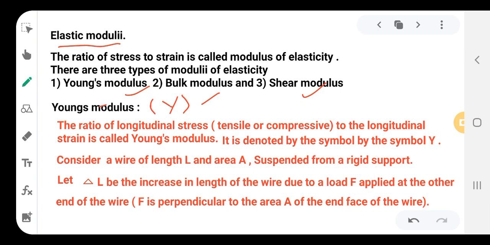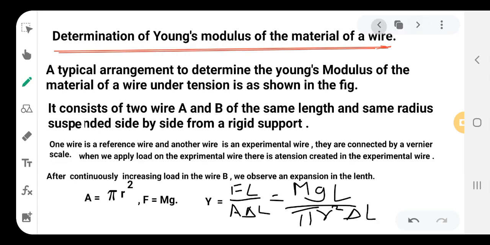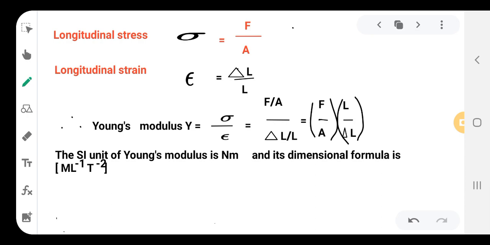Consider a wire of length L and cross-section area A suspended from a rigid support. Let delta L be the increase in the length of the wire due to load F applied to the other end of the wire. F is proportional to the area A of the end face of the wire. So longitudinal stress is denoted by sigma equals F upon A, force by area, and strain is given by epsilon equals delta L by L. So it is longitudinal strain, delta L by L.